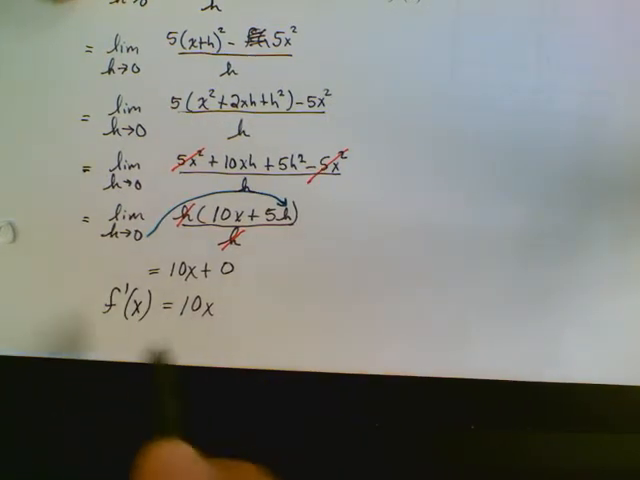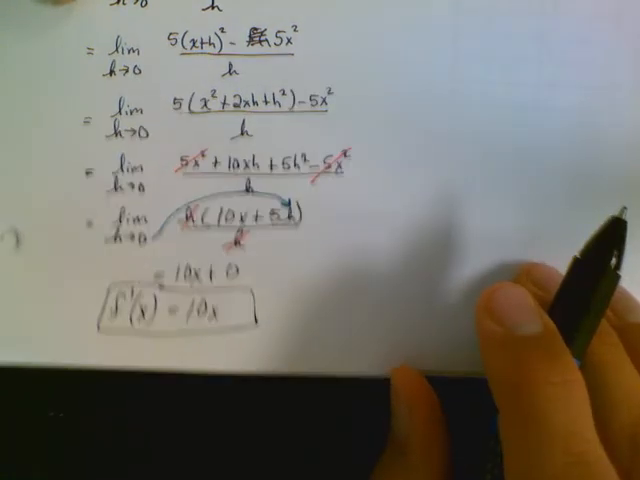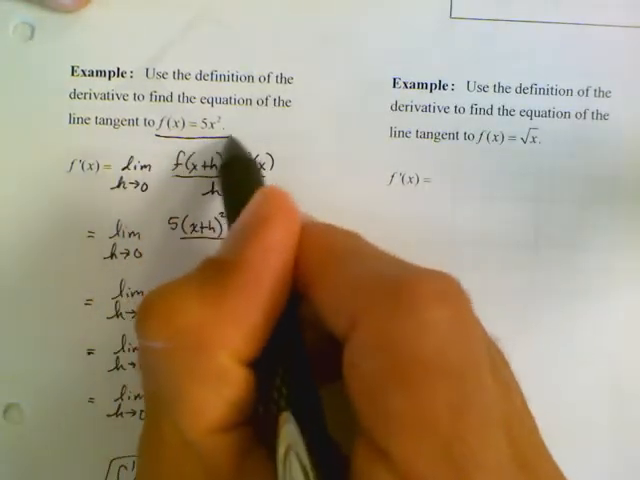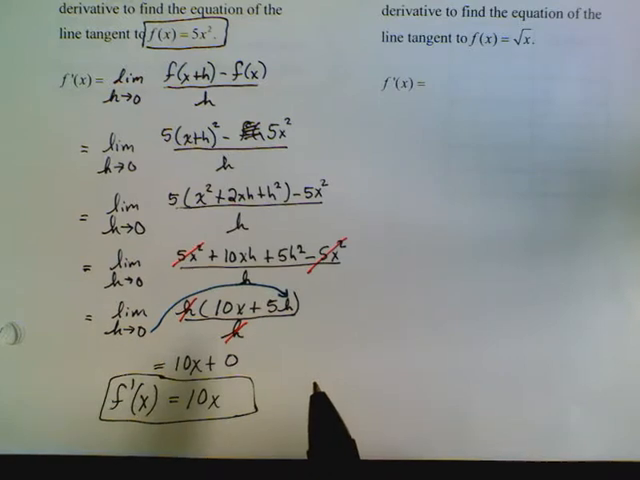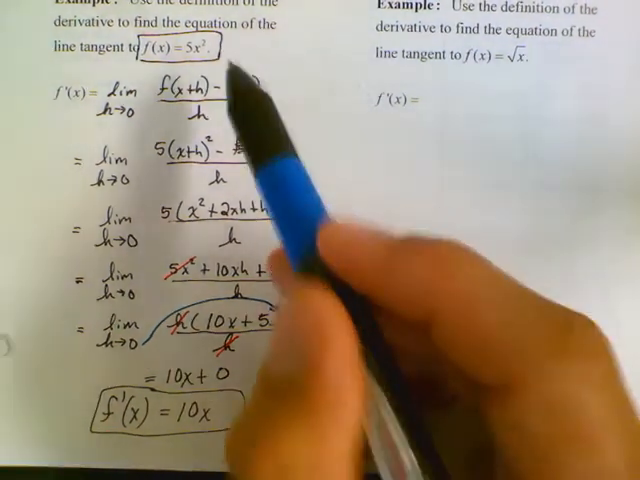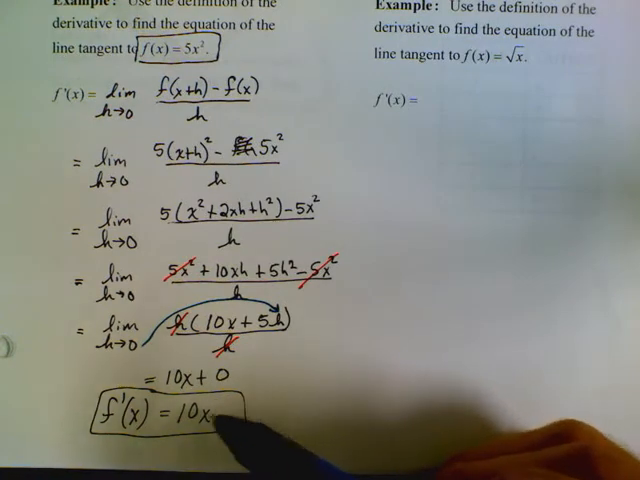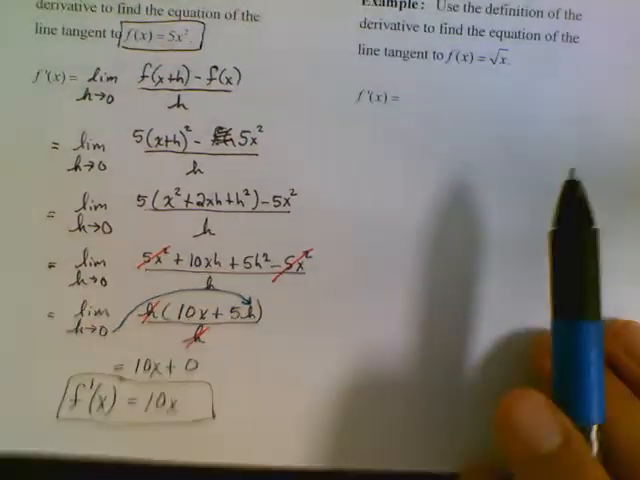It is the derivative of 5x squared. f prime of x is the derivative of 5x squared. So that's a pretty neat result. Maybe you can find some kind of connection between the answer and the question.